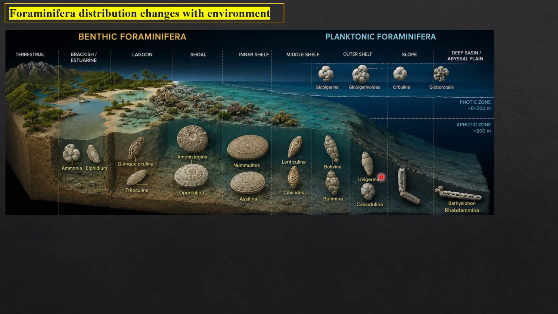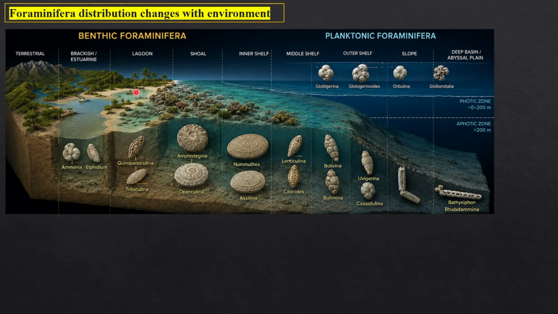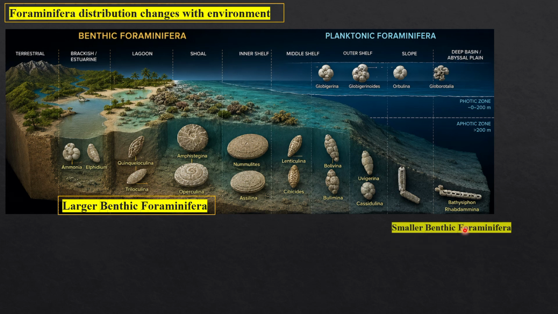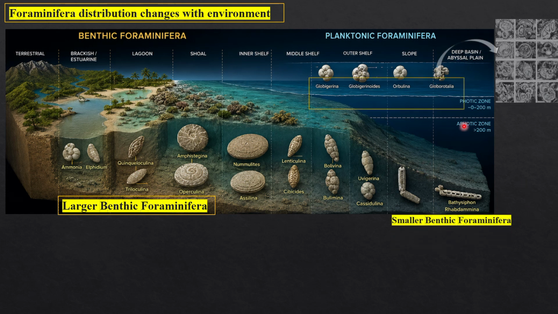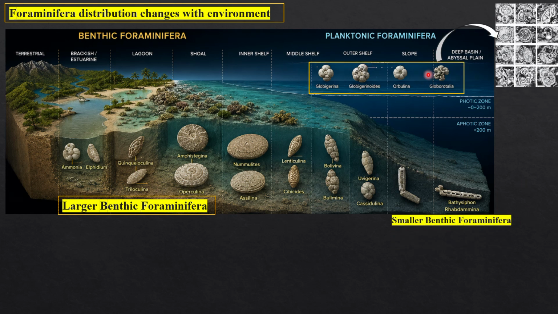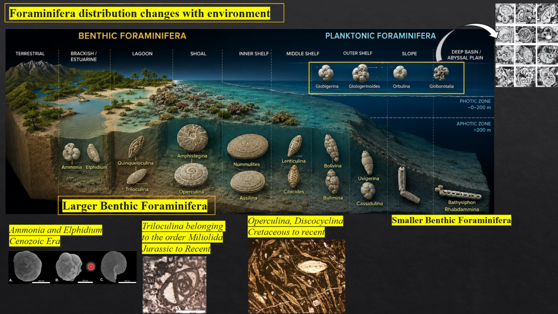Foraminifera are distributed in different environments and different ages. For example, we have larger benthic forms from the shallow marine, smaller benthic forms for the deep marine, and planktonic forms, the floaters, of the outer shelf. These are examples which have age ranges from the different forms and different environments.